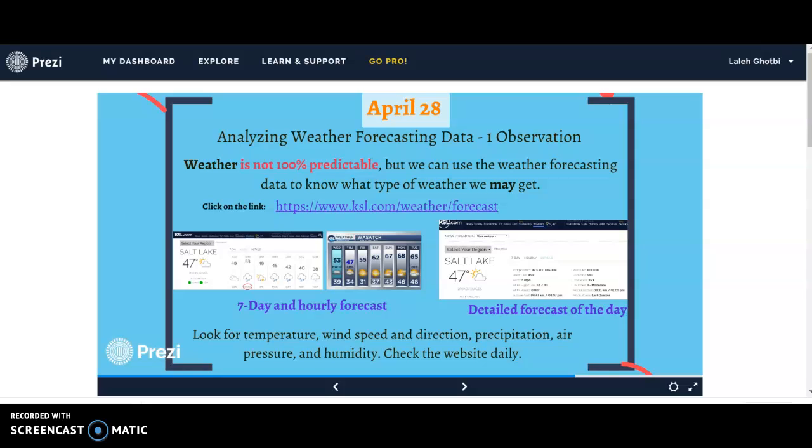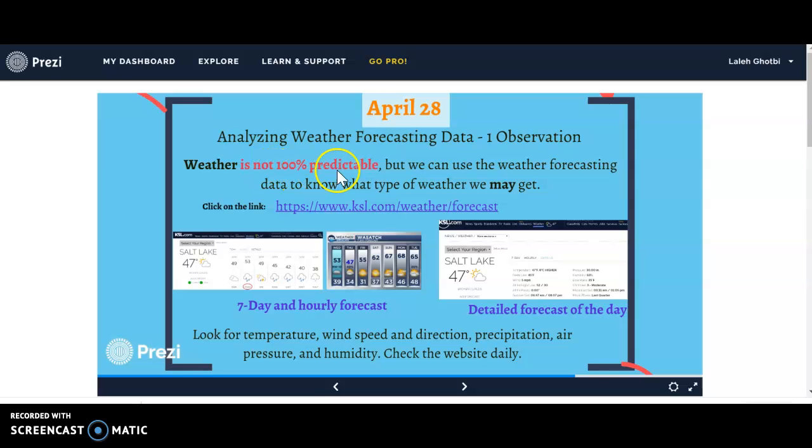Hello everyone. In previous lessons you learned about factors that make our weather such as temperature, wind, air pressure, humidity and precipitation. You also learned how meteorologists use weather instruments to collect data that helps them to predict the type of weather we get. This week we focus on learning how to read and analyze weather forecasting data and how to benefit from it. Let's go over the slides and a few examples.